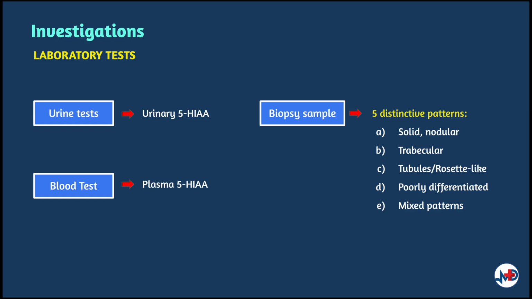Upon histological examination, carcinoid tumours have 5 distinct patterns, which include solid, nodular, and insular cords. Secondly, trabecular or ribbons of anastomosing features.